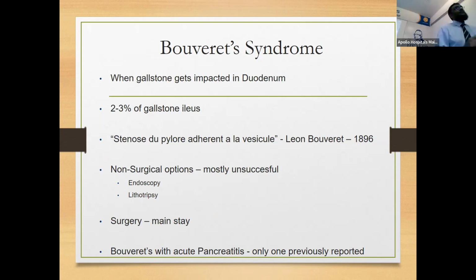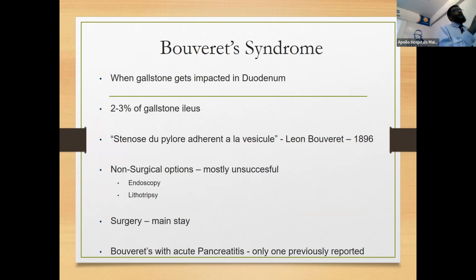So the lady not only had gastric outlet obstruction because of the stone in the duodenum, but also had hyperamylasemia because of block of the pancreatic duct by virtue of that stone sitting there at the ampulla and blocking it. So it's a combination. It's a combination of a Bouveret syndrome with pancreatitis.